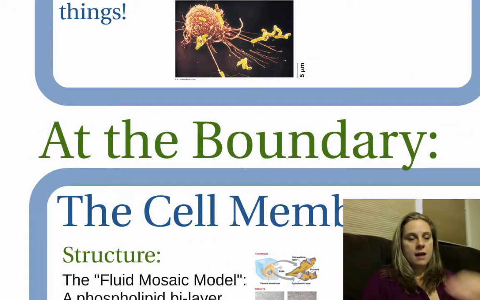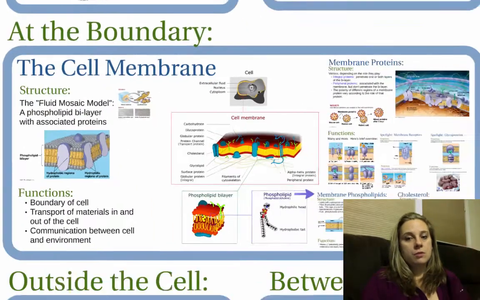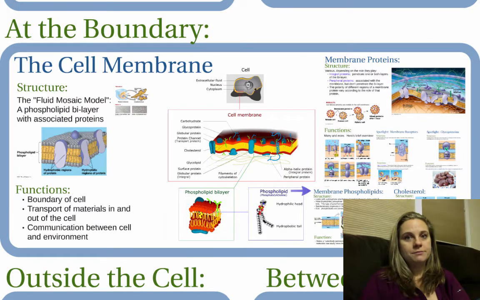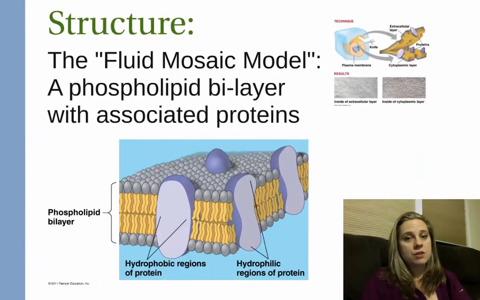So let's get to the actual division at the cell level. At the boundary, we're going to have the cell membrane. You guys have some pretty good insight into cell membrane. So let's talk structure. Fluid mosaic model. It's a bilipid layer of phospholipids, associated proteins, and a few other accessory type molecules that we'll talk about as well. Everything from cholesterol to other glycoproteins and polysaccharide chains that are going to stick out.